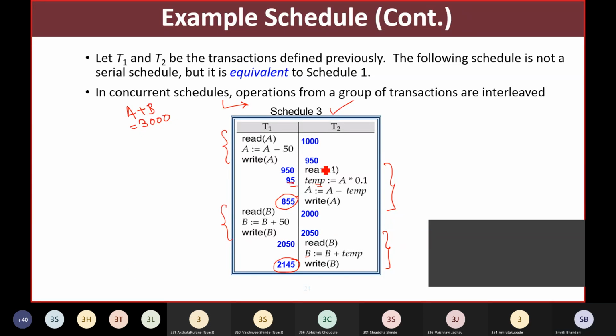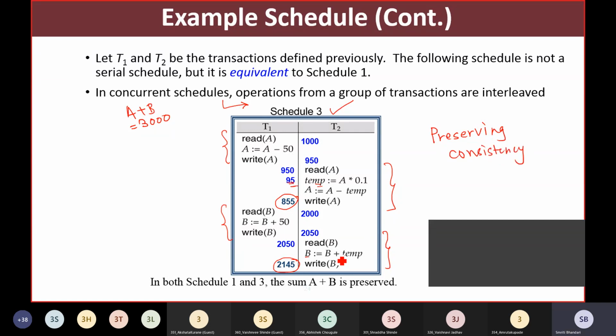So before execution of this schedule, my A plus B was 3000. After execution of this schedule, once again, the final balance of A plus final balance of B comes out to be 3000. Do you agree with me? Yes, ma'am. Right.